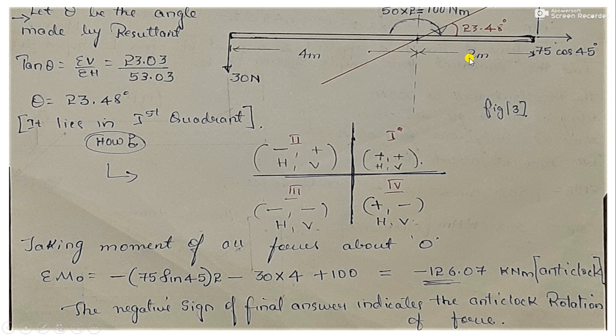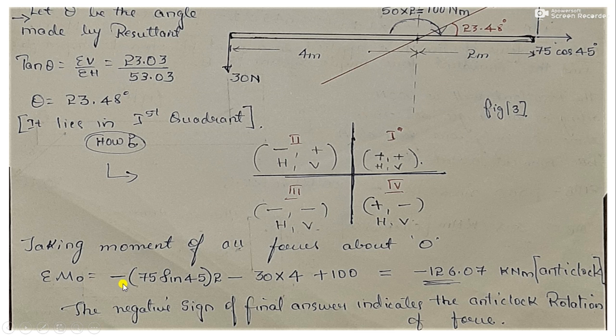So you are left with how many? You are left with one couple. You might say the couple is also acting at point O. No, the couple you have to consider, because it is a rotation acting at any point of the body. You have to consider that moment. And also the vertical force here, that is 75 sin 45, which is acting upwards, and you have one more force, 30 newtons, which is acting downward. So 30 newtons has a perpendicular distance of 4, and 75 sin 45 has a perpendicular distance of 2.